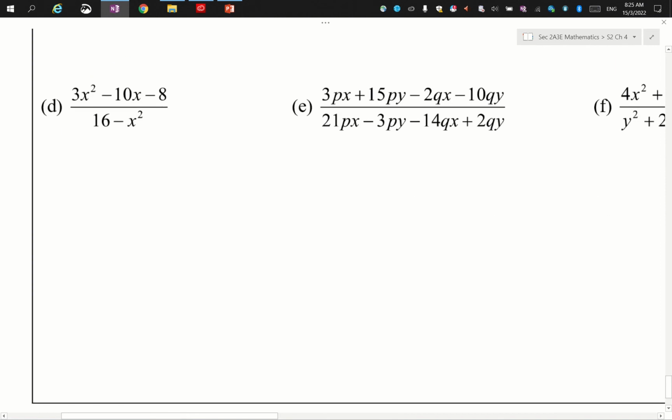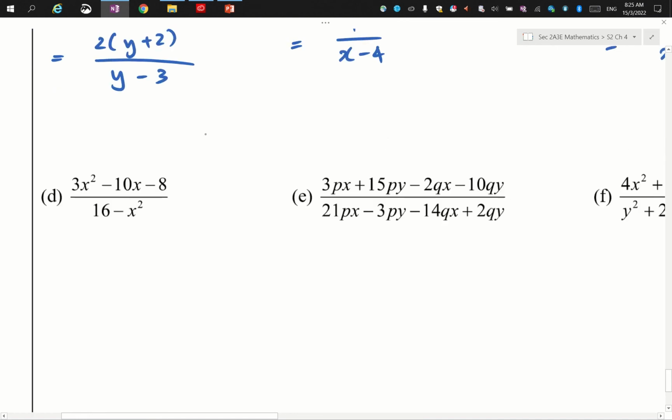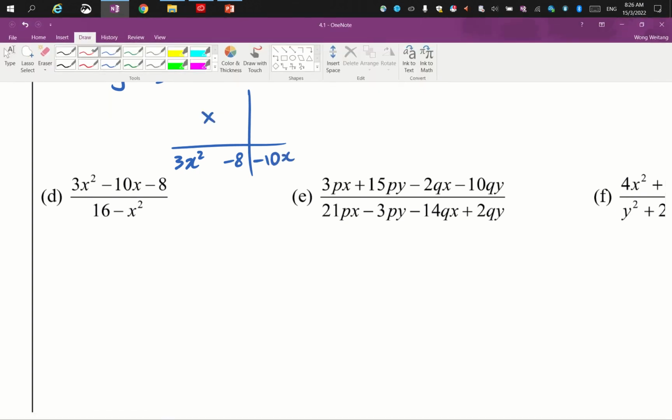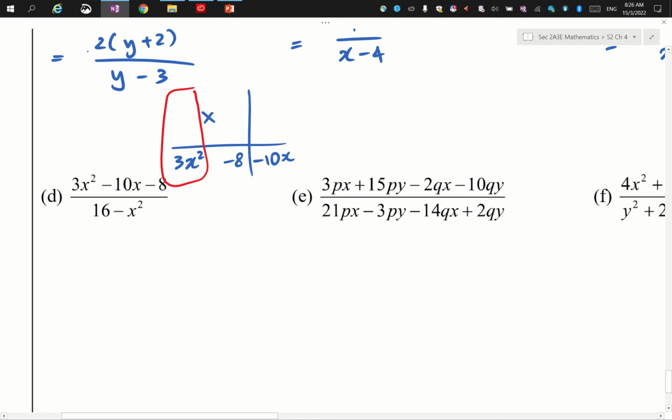Okay, so now we move on to part D, where we want to factorize numerator and denominator. So 3x squared minus 10x minus 8. I'll be using this method this time. I want to obtain 3x squared. I want to end up with negative 8 here, and I want to end up with negative 10x. So draw a cross. Okay, so we start filling in which 2 terms multiplied to give us 3x squared. Definitely, we only have one option, which is 3x and x. You can put it the other way around as well.